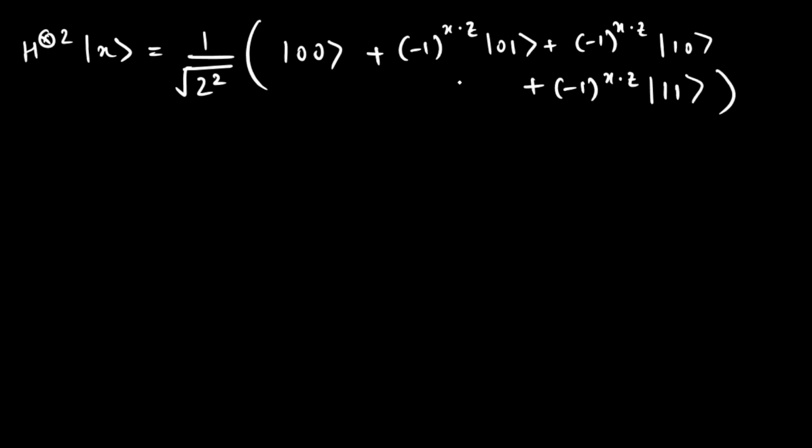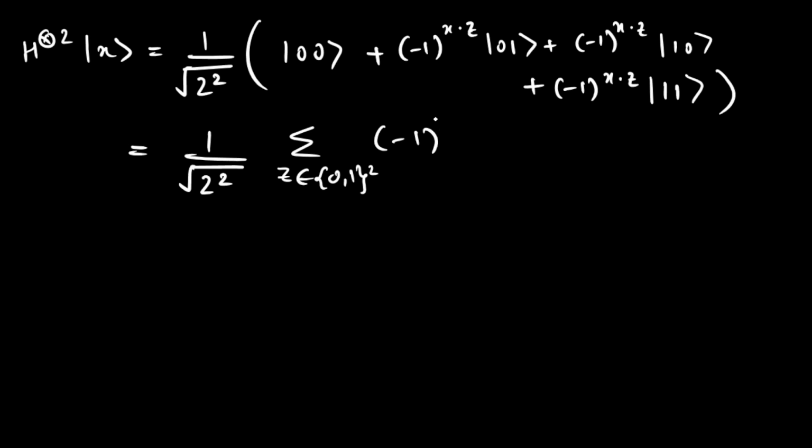This can be further simplified by taking the summation over z, which would be equal to 1 by root under 2 square, summation z belonging to the 0 1 bit string for 2 bits, minus 1 raised to x dot z, into z state. So for H tensor product 2 operating on x state, we got this expression.